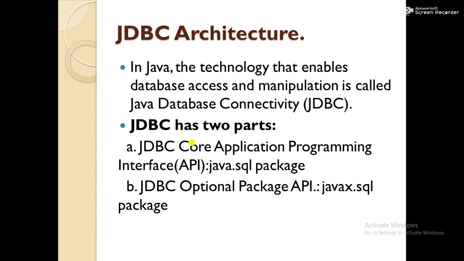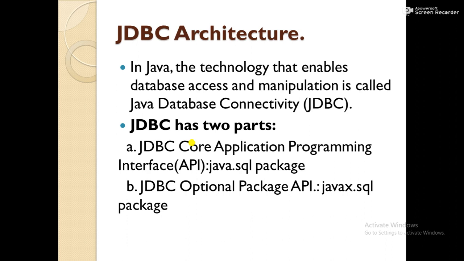So this is one of the Java database architectures. The technology that enables database access and manipulation is called Java Database Connectivity. So we can retrieve data through JDBC. By using a servlet through JDBC we can access the database and manipulate the data also, meaning we can retrieve the data and access the data from the database.